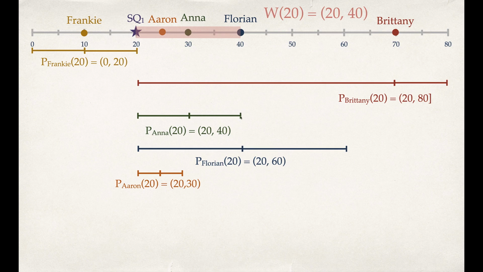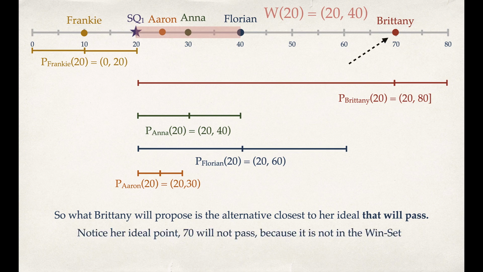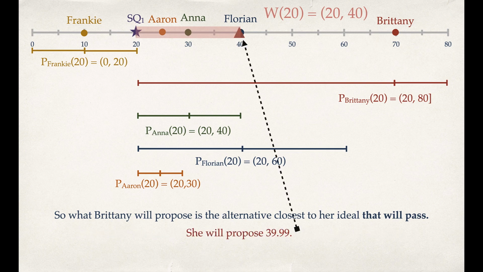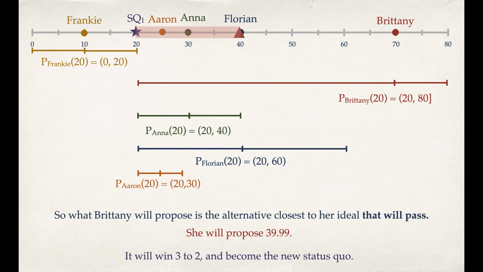So she wants to propose like 39.9 repeating, right? That will pass, all right? So she proposes 39.99. I probably should have said 99 repeating, but you get the idea. And it will pass. It is in the win set. By definition, it will win, and it will become the new status quo, 39.99 repeating.